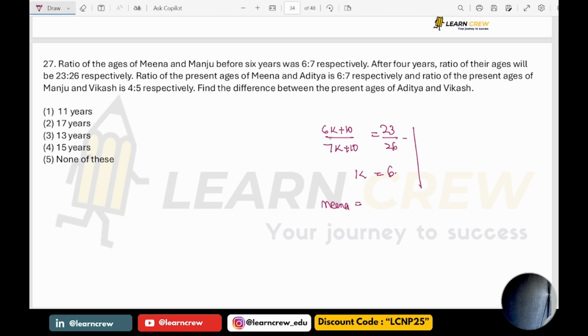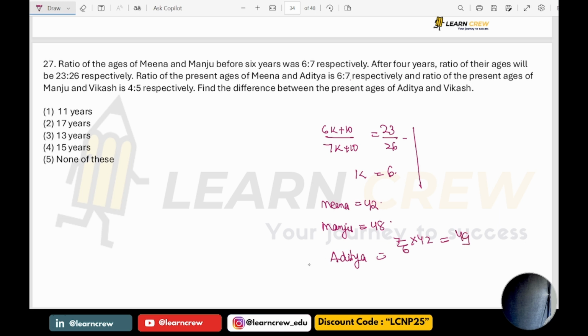Present age of Meena would be 6K plus 6, which is 42. And present age of Manju would be 7K plus 6, which is 48. And present age of Aditya is given as 7/6 of 42. If Meena is 6 parts, Aditya is 7 parts. 6 parts is 42, so 7 parts should be 49.